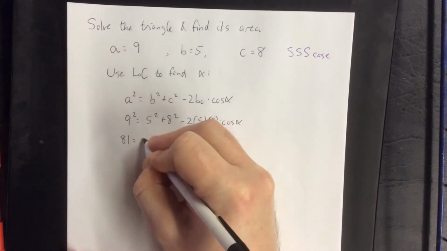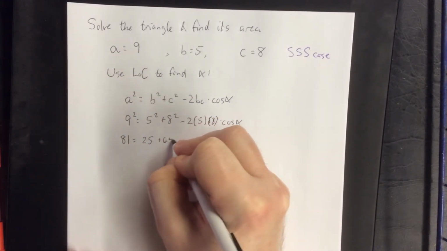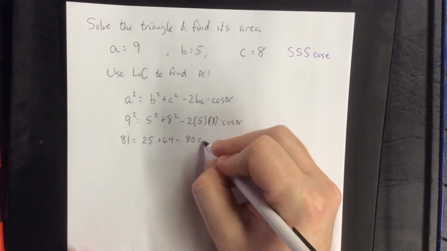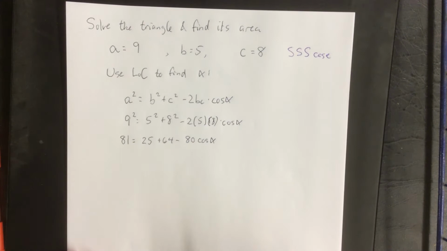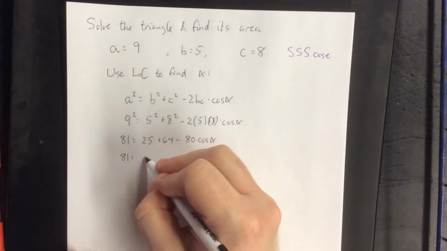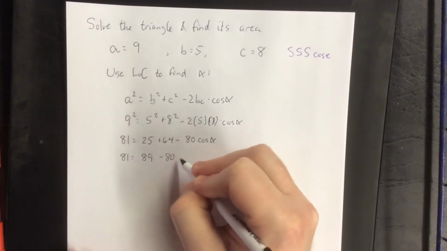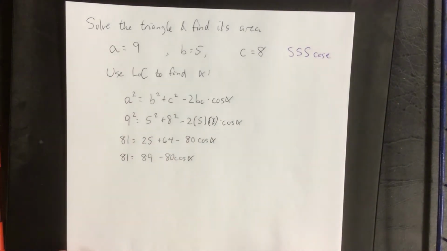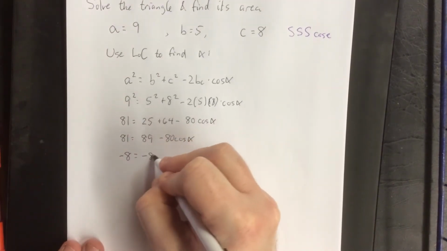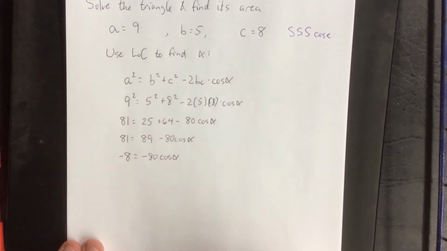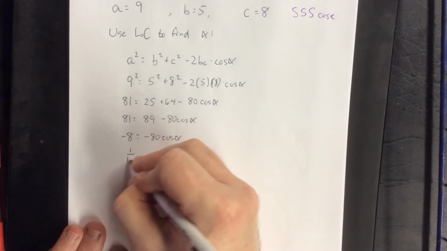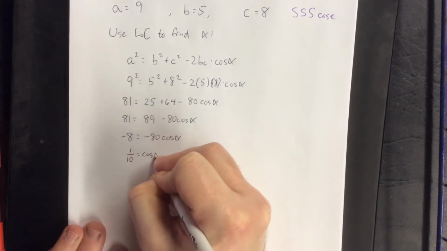Simplifying each of these, we'll get 81 is equal to 25 plus 64 minus 2 times 5 is 10 times 8 is 80 times the cosine of alpha. Combining our like terms together, 81 is equal to, let's see, that'll be 89 minus 80 times the cosine of alpha. Subtracting 89 from both sides will give us negative 8 is equal to negative 80 times the cosine of alpha. Dividing both sides by negative 80 and reducing, we'll get 1/10 is equal to the cosine of alpha.